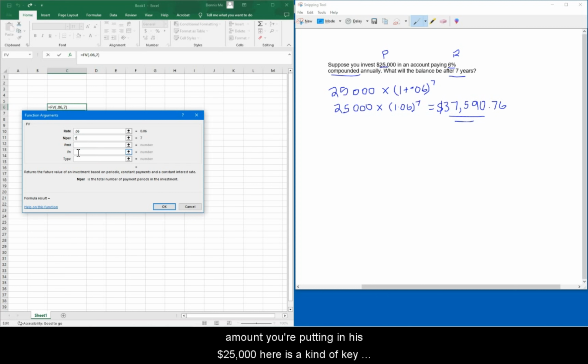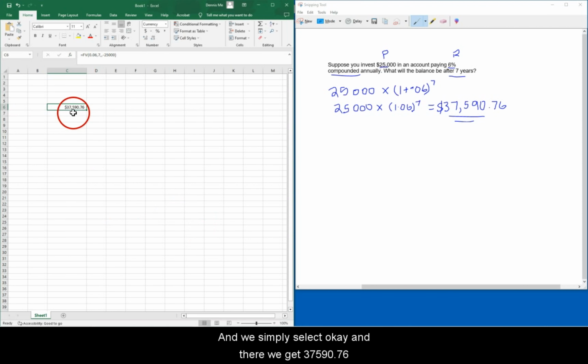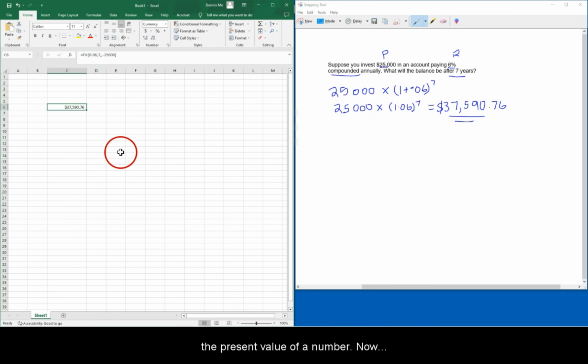Here's a key note. If you placed a positive number here, you would get a negative result, but the number would be the same. But the present value in this case, I'm going to put the 25,000, and we simply select OK, and here we get 37,590. All right. So using Excel, you can go back over this video. Using Excel is a pretty robust way of learning this. So between a simple calculator and Excel, you should be able to calculate the future value of a number.